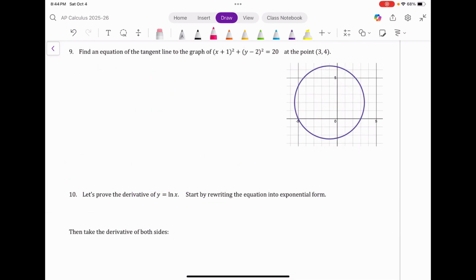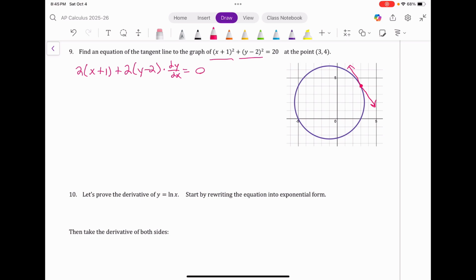Okay, here we want to find an equation of the tangent line of this circle at the point 3, 4. So we can tell it's going to have some kind of negative slope. So we'll first start by taking the derivative of both sides. So the derivative of that is 2x plus 1. And the derivative of that is 2y minus 2, chain rule times dy dx. And the derivative of 20 is 0.